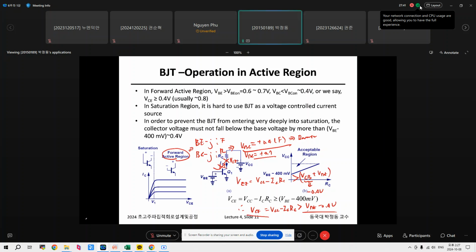Typically, VBE is 0.7 volt, therefore it is 0.3 volt. Okay? So you can just safely say that if VCE is higher than 0.3 volt, then it is operating in forward active. Make sense? However, if this is 0.8, then this should be 0.4 volt. Okay, you guys understand? Right.